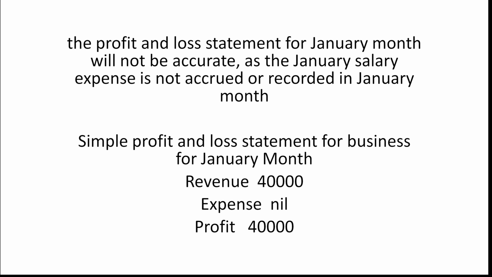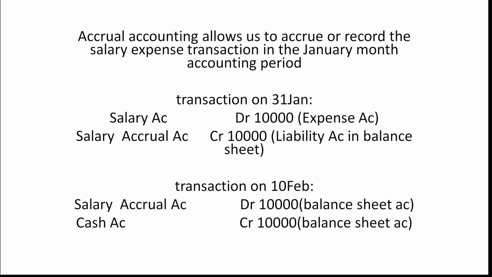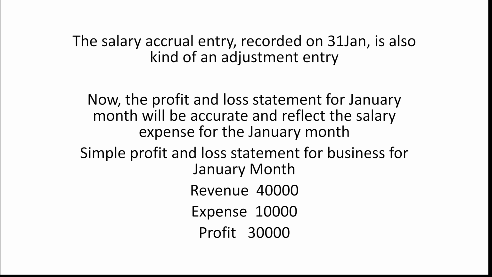But accrual accounting allows us to record the salary expense transaction in the January month accounting period. So transaction on 31st January, salary account debited 10,000, salary accrual account credited 10,000. Then transaction on 10th of February, salary accrual account debited 10,000, cash account credited 10,000. The salary accrual entry recorded on 31st January is also kind of adjustment entry.